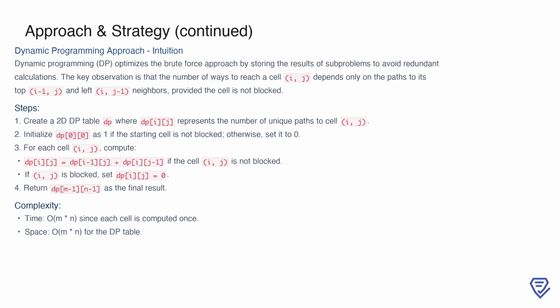For implementation, we create a 2D table where each entry represents the number of unique paths to a specific cell. We initialize the starting cell to 1 if it's not blocked, and calculate the value for each subsequent cell based on its neighbors. If a cell is blocked, we set its value to 0, effectively removing it from contributing to any path. This method has a time complexity of O(m*n) because we compute each cell exactly once, and it uses O(m*n) space to store the DP table.